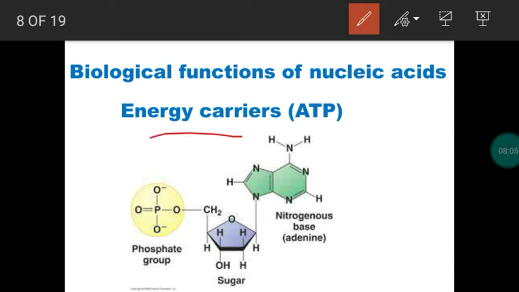First one, energy carriers. So adenosine, ATP represents what? Adenosine triphosphate. So this is a nucleic acid containing three components: nitrogenous base, pentose sugar, and phosphate group. So it provides energy. So this is functioning as energy carriers.